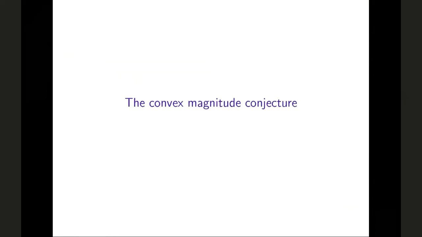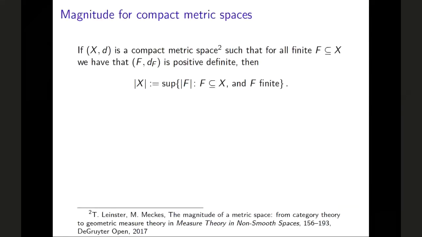And now, of course, we have until now talked about the magnitude of finite metric spaces, but it makes sense to try to generalize this for more arbitrary metric spaces. And the first place to look is usually compact metric spaces. So there are several different ways in which magnitude has been defined for compact metric spaces, and one which has also been shown to be the correct way to do this is an approximation, when we look at the magnitude of finite subspaces of a compact metric space.